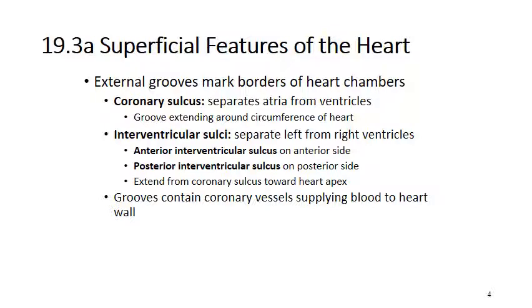So of course, if we're thinking like here's our little heart, we're going to go ahead and show our coronary sulcus going around the circumference. And then, of course, we've got that interventricular sulci coming down in between the left and the right ventricles. So we have the anterior interventricular sulcus on the anterior side, right on the front, and then on the back side of this little heart that I drew here, you'll see the posterior interventricular sulcus. And it's going to extend from the coronary sulcus toward the heart apex and then back around.